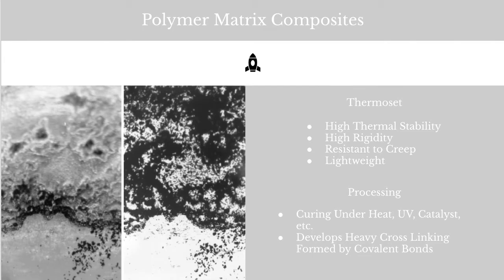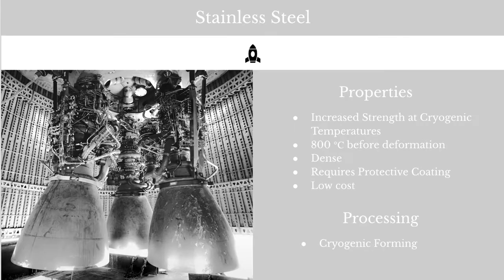Graphite epoxy is the main PMC used for primary spacecraft structures, forming propellant tanks due to high thermal stability and also making them good structural truss members.